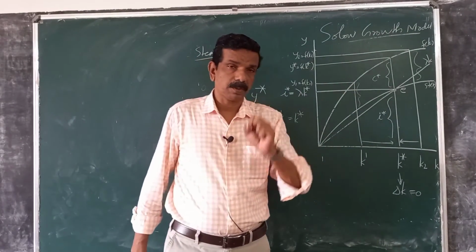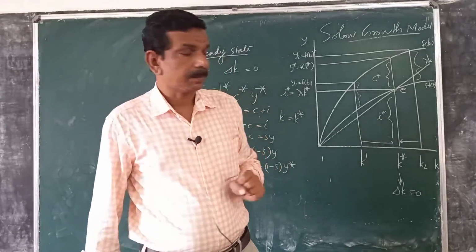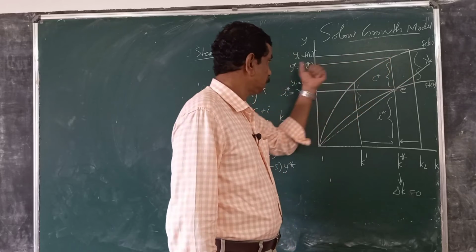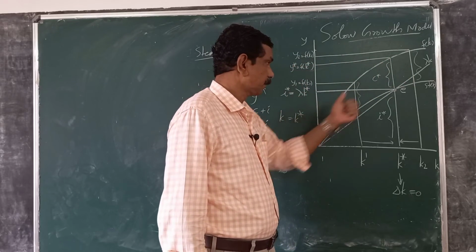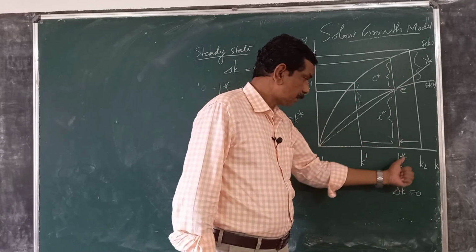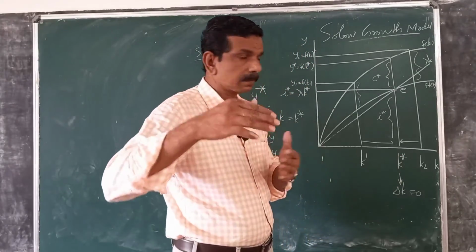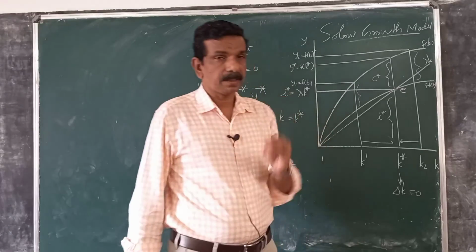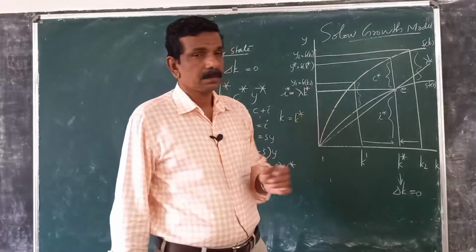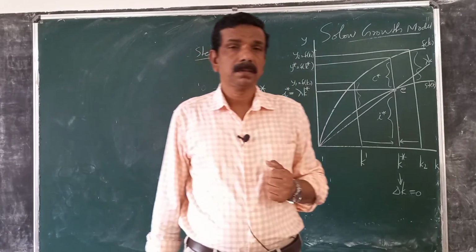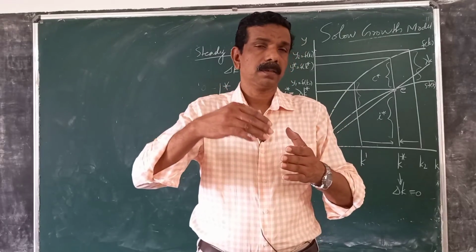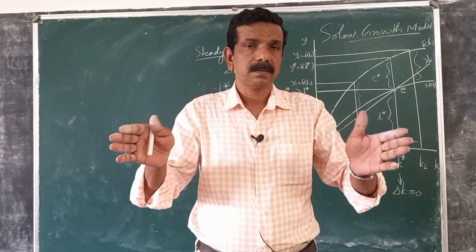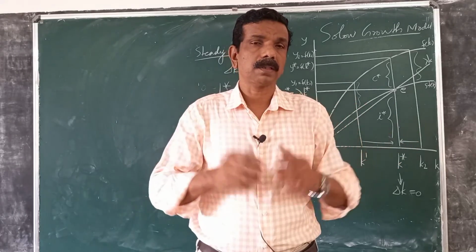So, in the Solow model, the long run output per head is given as Y star and capital per head is K star, and it is this analysis we use to explain growth rates, differences in growth rates, slow growth rate, high growth rate, etc., experienced by countries all over the globe.